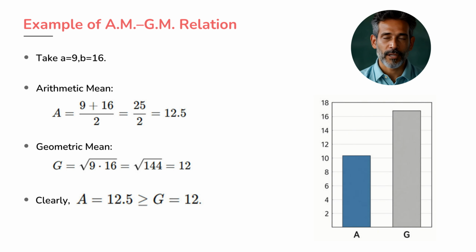Let's check this with numbers. Suppose a equals 9 and b equals 16. Arithmetic mean A is (9 + 16) divided by 2, which equals 25 divided by 2, that is 12.5. Geometric mean G is square root of 9 times 16, which is square root of 144, equal to 12. See, A equals 12.5, G equals 12, and indeed A is greater than G. The difference shows up because the two numbers 9 and 16 are not equal. So whenever numbers are unequal, A beats G by a small margin.